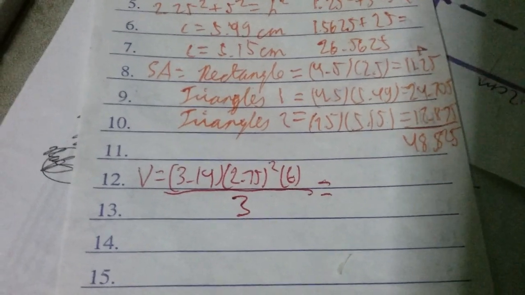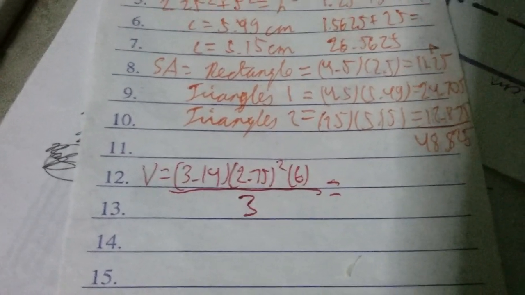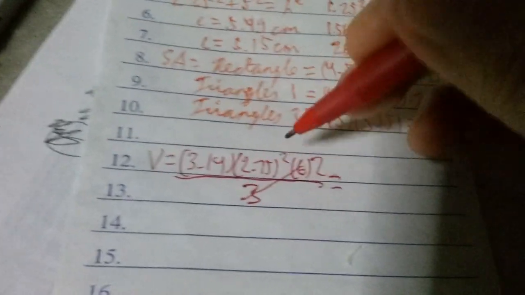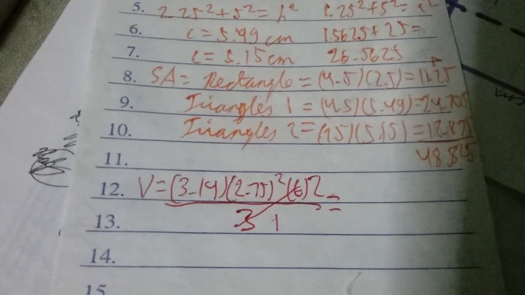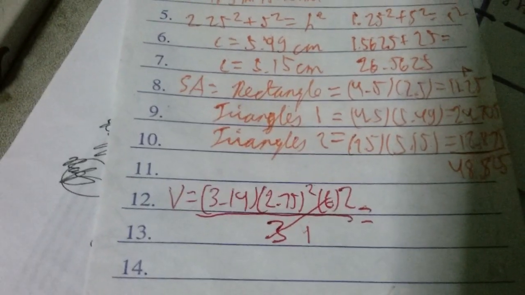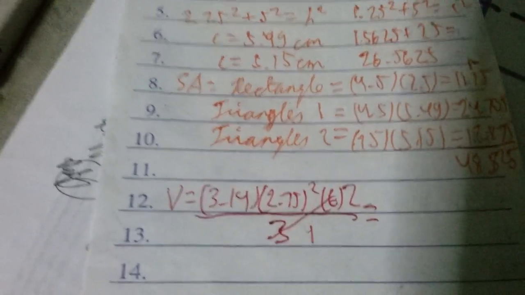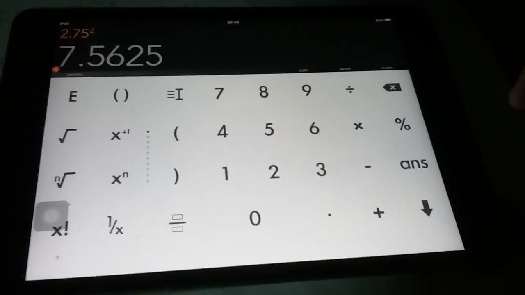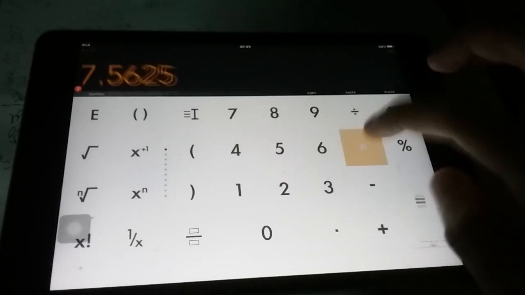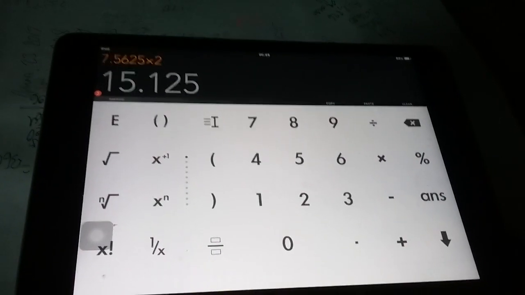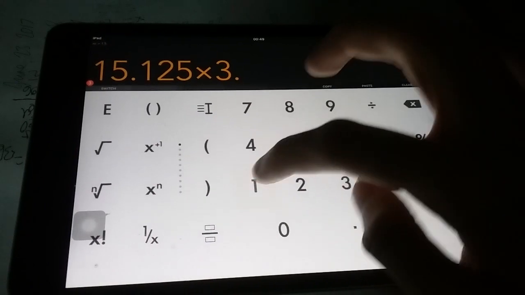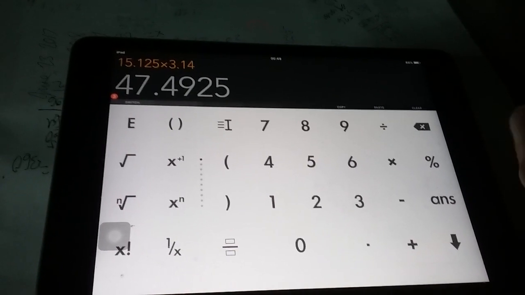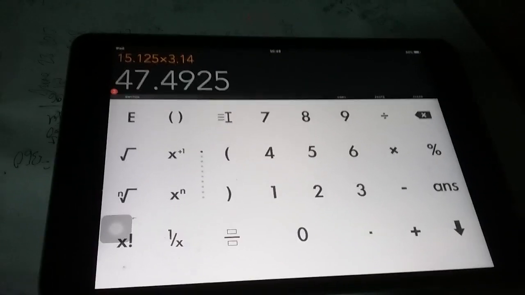3.14 times 2.75 squared times 6 divided by 3. The 6 and the 3 cancel, which just leaves this one being 2 and this one being 1. So therefore, formula now is 3.14 times 2.75 squared times 2. Let's do 2.75 squared muna. So this one, kapag square namin, we should get 7.5625. And then multiplied by 2, we should get 15.125. Furthermore, multiplying that with 3.14, tama. The volume of the cone is 47.4925 cubic centimeters.